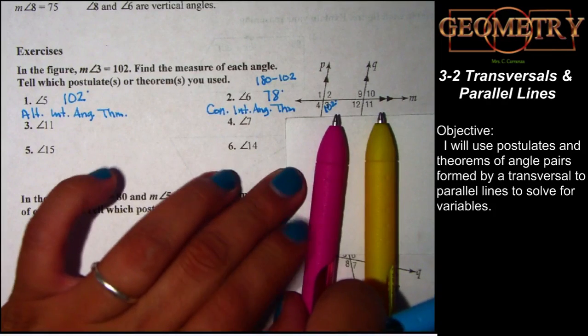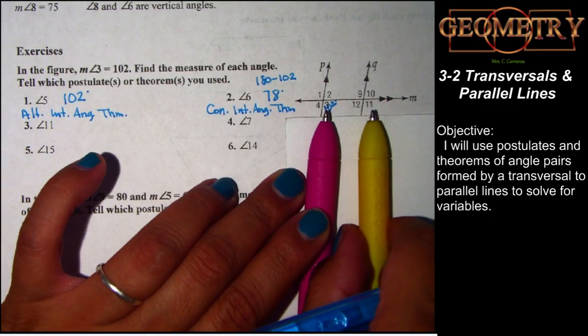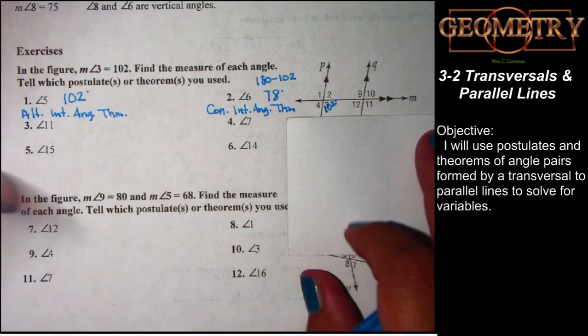What is my angle pair? Corresponding angle. Corresponding, because they're both on the same side of the transversal, which in this case is M, and one is interior and one is exterior.